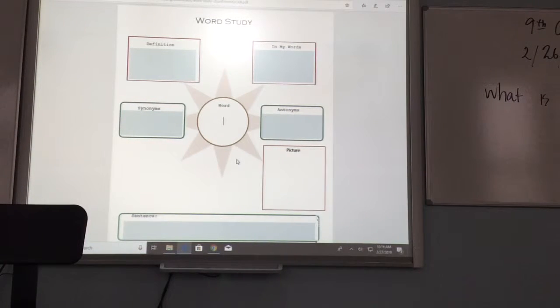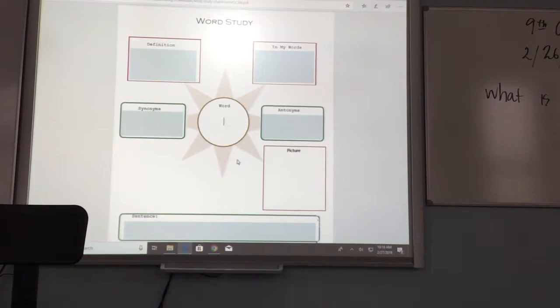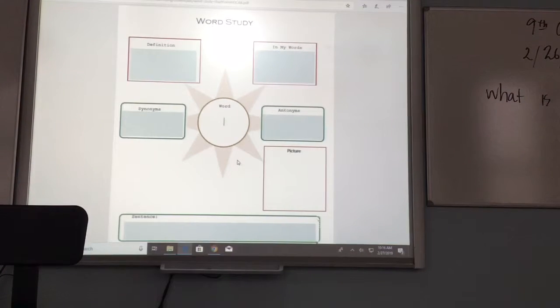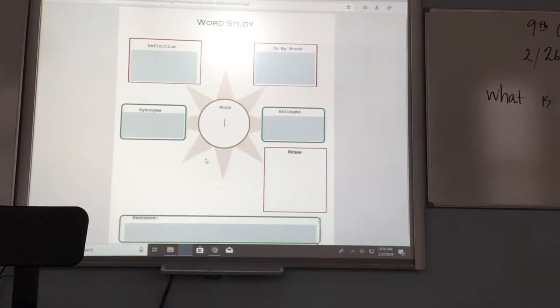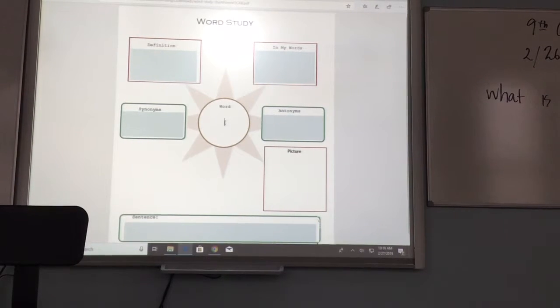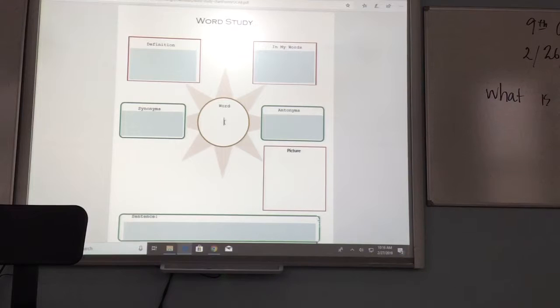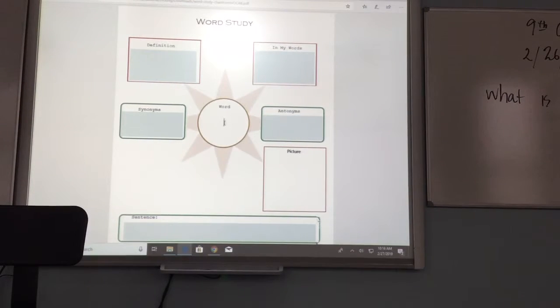Alright, guys, now that we've looked at the words in context, we're going to look at our word study again. This should look familiar to you because we've done it before. We're going to start with the first word, activist, and I'm going to walk you through that one. Then we're going to do one together as a class. Then you're going to do one with your partner, like we did the context clue yesterday. And then you're going to do one by yourself.